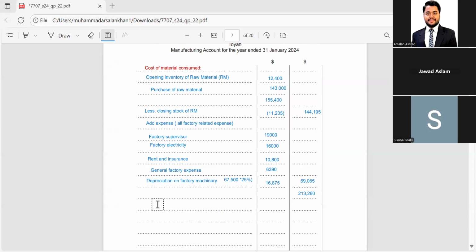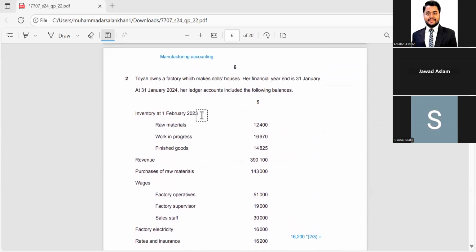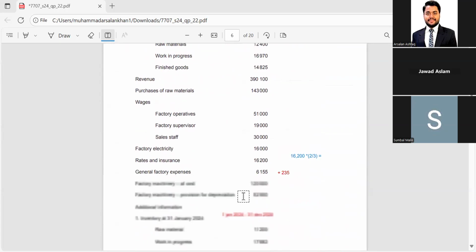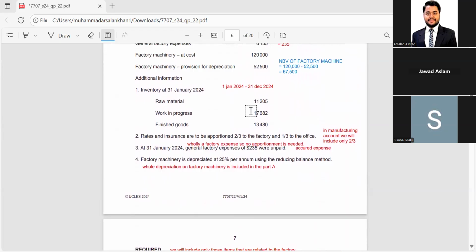Then I have taken the opening stock of raw material over here and the closing stock of raw material over here. But two more inventories are given. One is raw work in progress and the second is finished goods. We will not take finished goods in the manufacturing account because finished goods are the final outcome of the manufacturing. So there is no need to include finished goods inventory. But work in progress we will include. So the work in progress opening stock is given and the work in progress closing stock is also given over here.